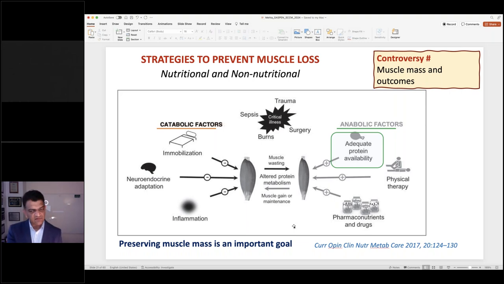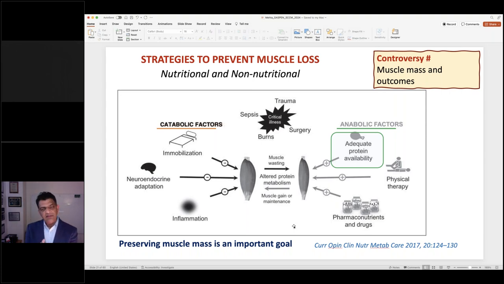You have immobilization. We all know from experiments in the 50s and 60s on our astronauts that if you are immobilized, if you don't have passive and active movement, your muscle will shrink. The neuroendocrine adaptation, which was that stress response that you showed, already is putting the muscle at a loss and constantly defeating the body's ability to maintain muscle mass. And then inflammation, which plays such a key role in exaggerating the stress response and the muscle breakdown.